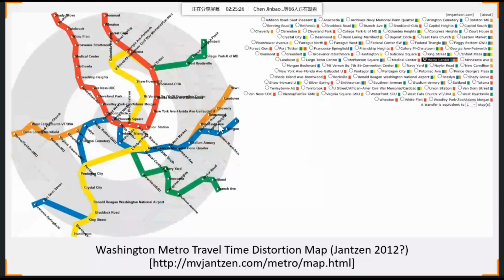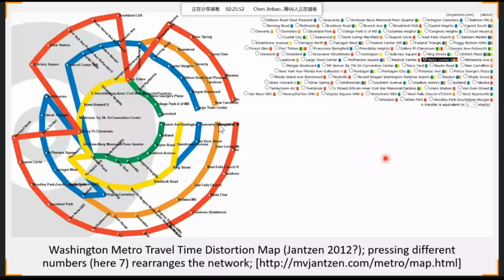Interesting here is that you can also press certain keys on the keyboard. You can get different kinds of visualizations. So here, pressing, for example, number 7, you get a rearranged network that looks like that. If it's useful, it's another question. At least it's nice looking. You have the circles here in the background, these gray circles. This is about the traveling time. And yes, it's another idea that you can rearrange the network to certain patterns or personal preferences.